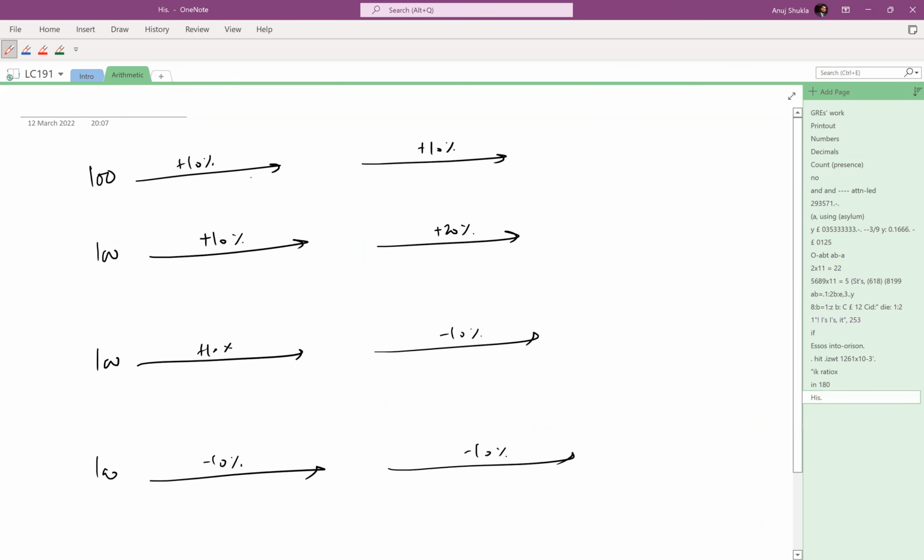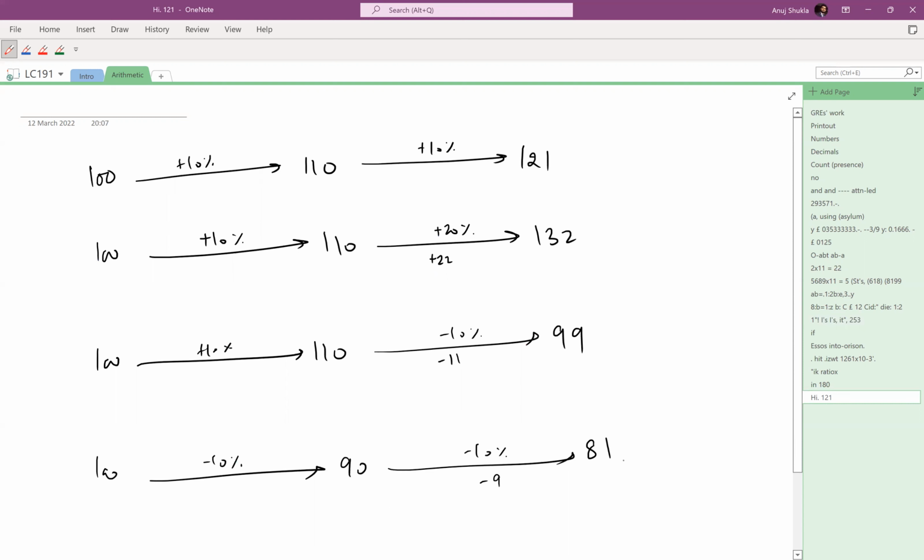In this case, 100, a 10% increase means it will become 110. 110, again a 10% increase, it will become 121. 10% of 110 is 11, so 110 plus 11 is 121. Same here, a 10% increment, then 20% of 110 means plus 22, so this will become 132. Now 100, 10% increase is 110, then a 10% reduction is minus 11, so it will become 99. Then 100 with a 10% reduction is 90, again a 10% reduction is 9, so this will become 81.